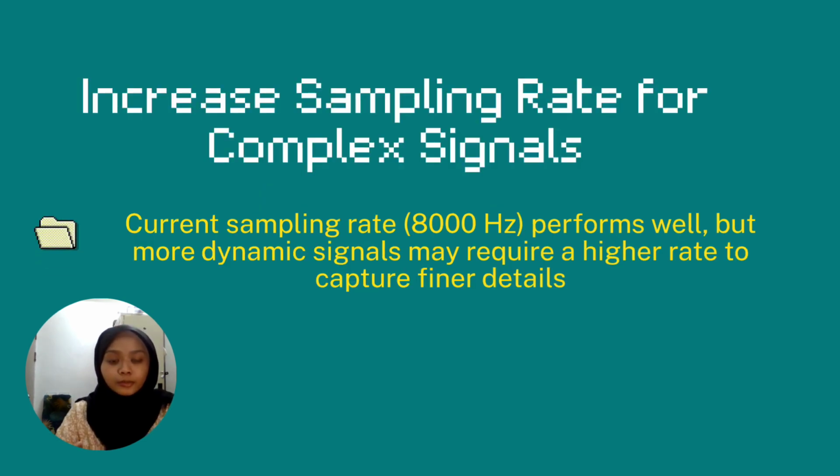The second way of optimizing our PCM system is to consider increasing the sampling rate when working with more complex or dynamic signals. Although our chosen rate of 8,000 Hz performed well for the test signal, a higher sampling rate could provide better detail and accuracy for a signal with rapid changes. Overall, both adjustments, increasing the quantization level and using a higher sampling rate, will enhance the system performance and produce more accurate results.